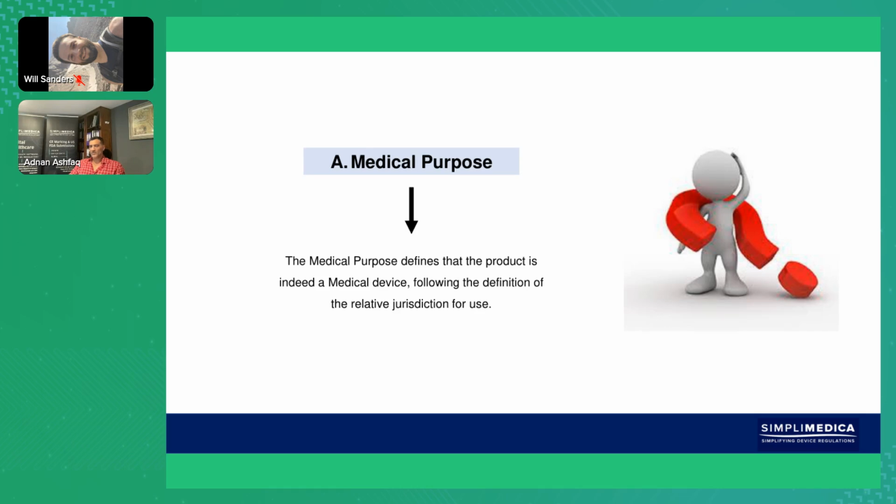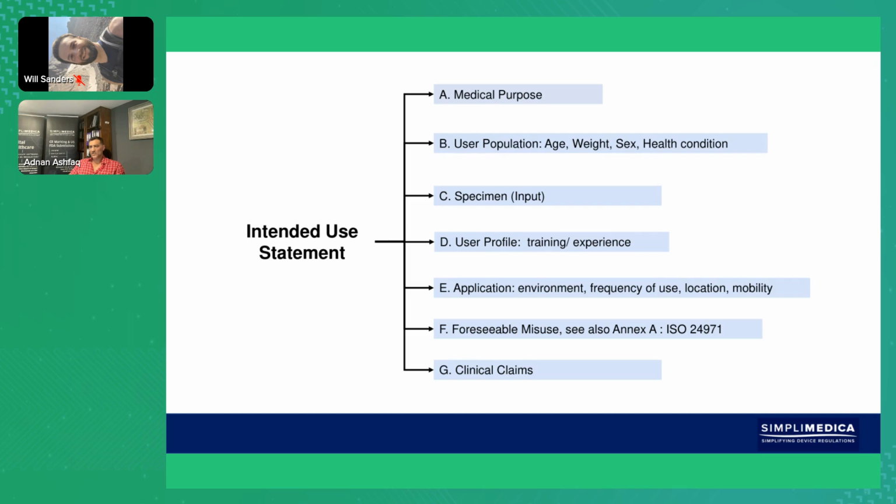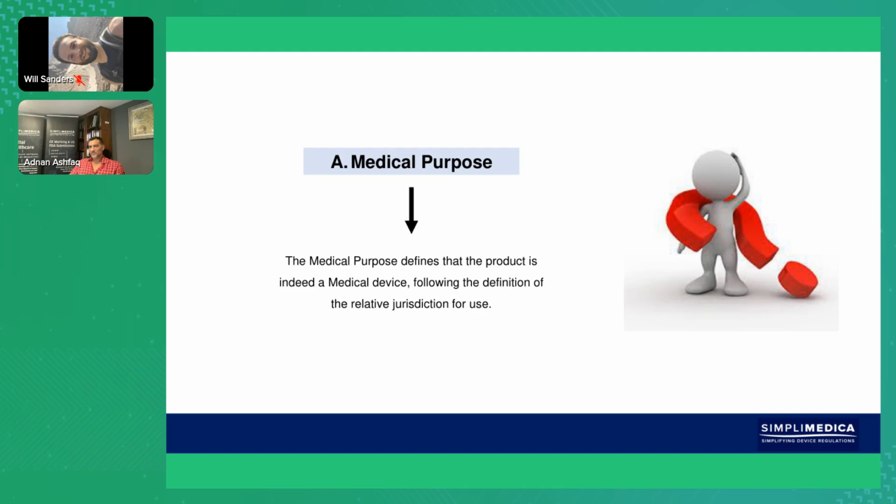Right, so what I'm going to do is break down all of these, A to G, and give you some examples so it becomes a bit more meaningful. So the medical purpose, as we've seen earlier on, defines that the product is indeed a medical device, and it follows a definition of the relative jurisdiction for use. So whether that's the US or UK or Europe or any other geographical location, we have to look at that medical device. Those are the three big areas, but we also look at the Chinese definition, Brazil, Canada, and we may want to have a look at Australia, depending on where you're looking to commercialize.